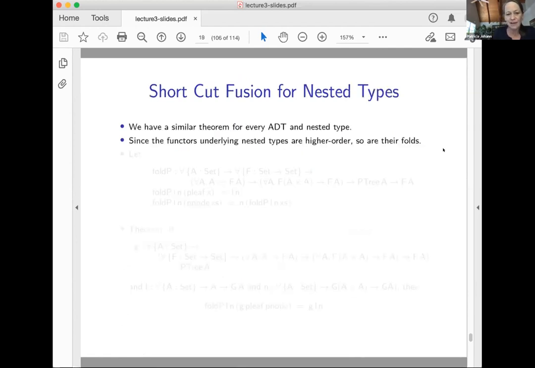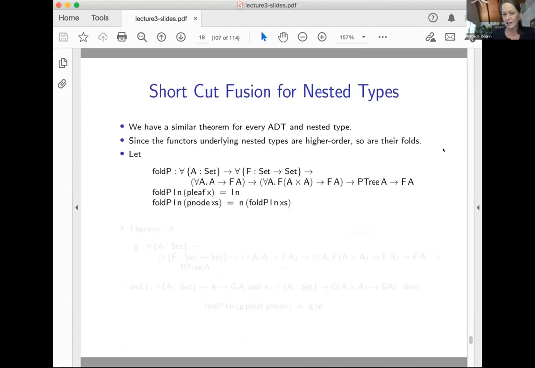And not only that, but we actually have a similar kind of theorem for every ADT and every nested type. For nested types, they're a little bit more complicated, because remember, nested types are fixed points of higher order functors, not of first order functors. So the folds look a little more complicated. There's a little bit more quantification all over the place.